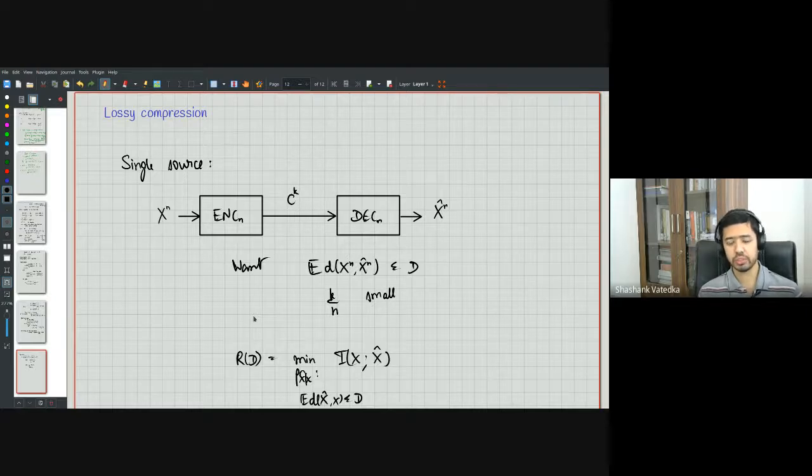Both correspond to certain geometric problems. The channel coding problem turns out to be a problem of packing, whereas the lossy compression problem turns out to be a problem of covering. And we'll see this interpretation in the next class. But maybe we'll try to wrap up lossy compression in one class, and then move on to multiple access channels and then to broadcast channels.